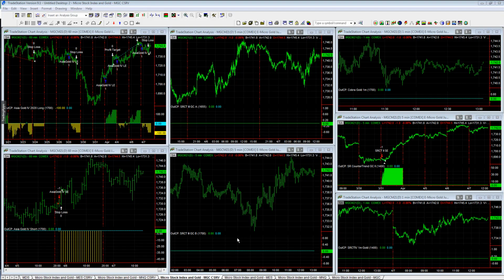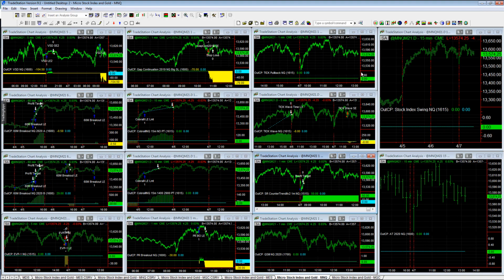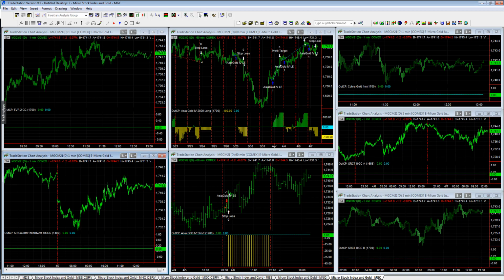So here is what the workspace looks like. This is the base ES workspace. There are also 16 strategies in both, but there's 7 differences. There's 7 different strategies in the base versus the conservative. In the Nasdaq, there are 14 strategies instead of 4 in the conservative. And in the gold, there's 7 strategies, but 2 of these strategies are different.